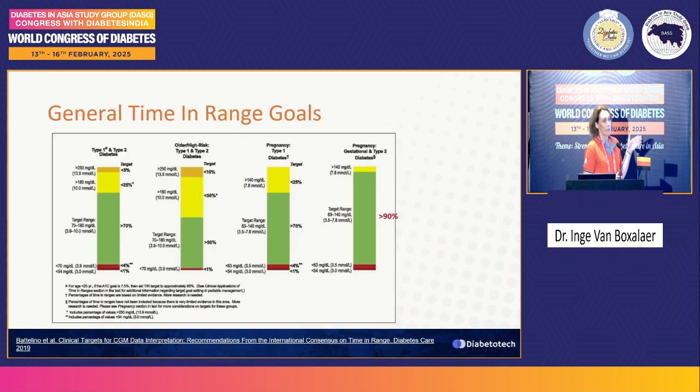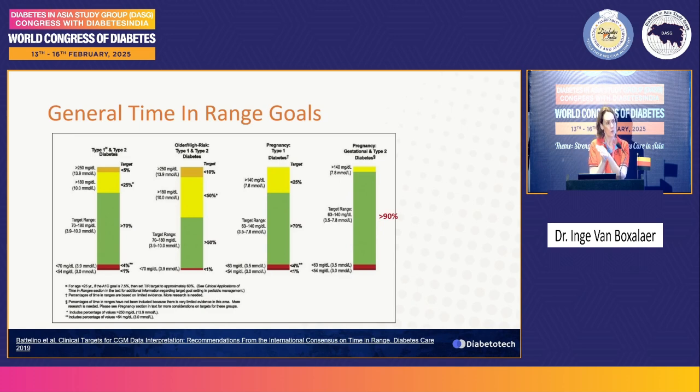Here you see the publication of the time in range targets, which was published in 2019. And so you have the general time in range goal of more than 70%. For frail people, more than 50% is enough, with a focus on reducing hypoglycemia. And then you see the pregnancy ranges. In pregnancy, we strive for a time in range between 63 and 140 milligram per deciliter, of more than 70% if you have type 1 diabetes.